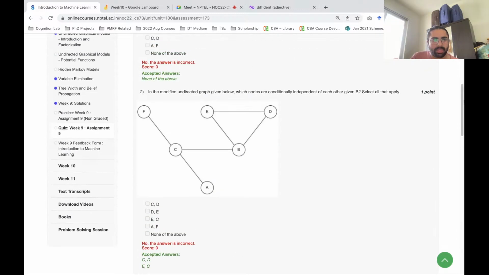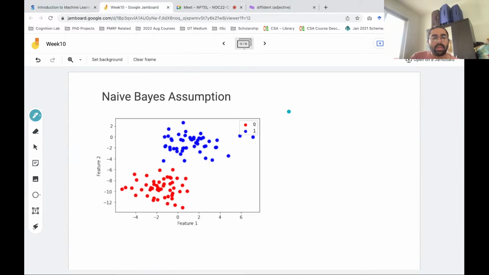Yeah. So I thought somebody also had the question on the naive Bayes assumption. Was it? Oh, that's week 8, is it? Okay. So week 8. So see, what is the naive Bayes assumption telling you? It tells you that your features are independent given the class, right?